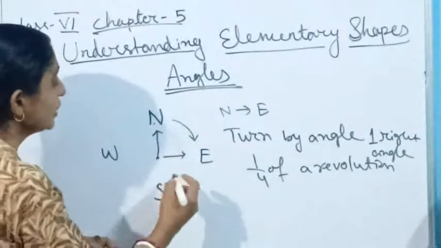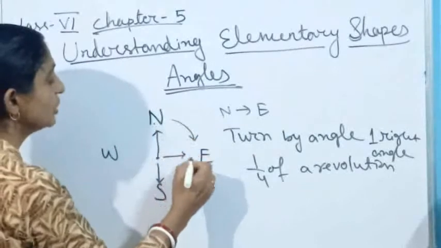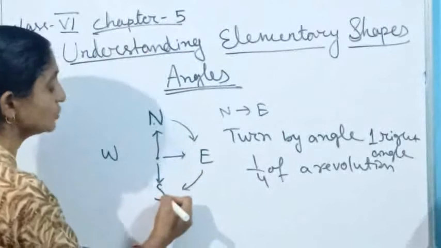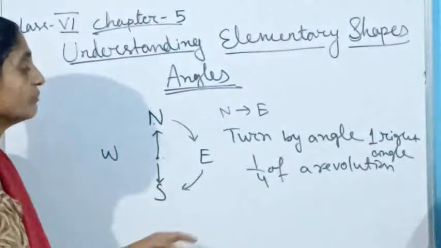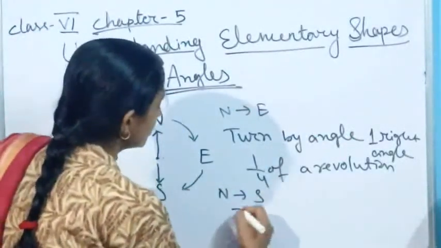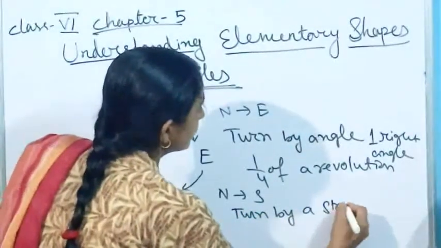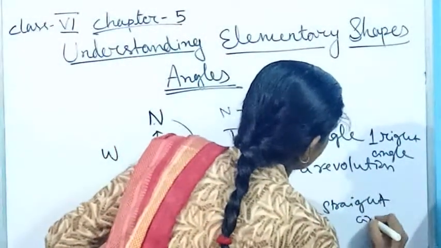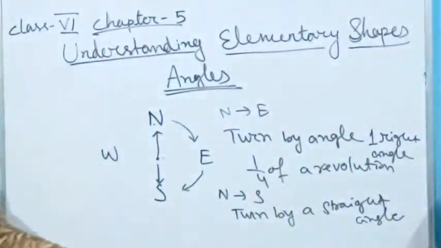Now, if you have turned from east to south, first you started from north, then north to east, and east to south. What is the distance you have covered here? By how much have you turned when you come from north to south? That means you turn by a straight angle. Yes, here you are turning by one straight angle.